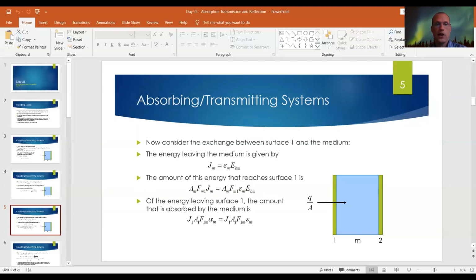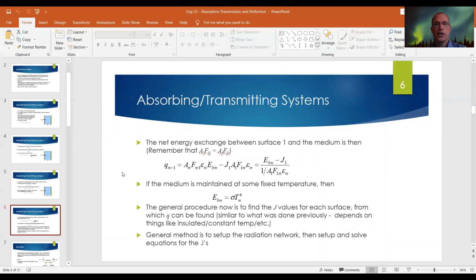So I basically now have energy from the medium getting into surface 1, and energy from surface 1 going into the medium. And so for the net energy exchange, again, I can take out A_M F_M1 times epsilon_M, because those would be the same for both of them. A_i F_ij equals A_j F_ji. So this is just the energy from the medium going into surface 1, minus energy from surface 1 going into the medium. All this stuff is basically the same other than E_bM and J1. So I have E_bM minus J1 on top. Then the rest of this, A1 F1M epsilon_M, I want as a resistance on the bottom in reciprocal form.